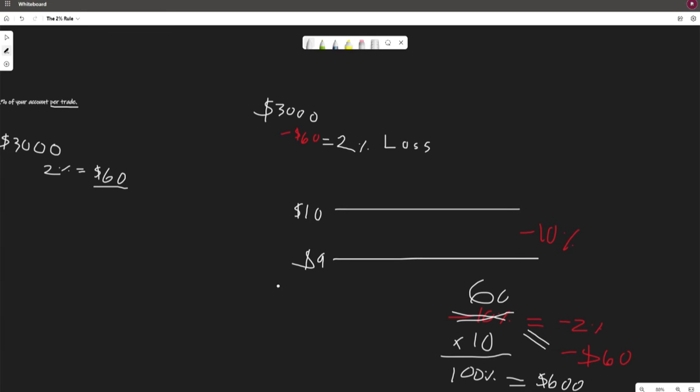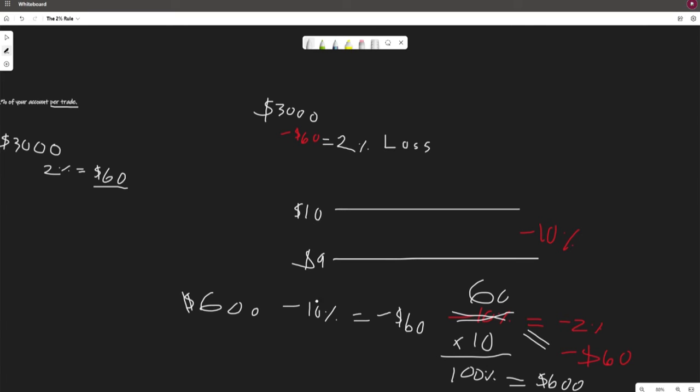So this time you can put bigger size, right? The last one you could only put $300 because the stop loss was 20%. So it was double the risk of this one. But now that this stop loss is tighter, negative 10%, you can put more money into the trade. You can put $600 this time. So if it drops 10%, right, you'll only lose $60.